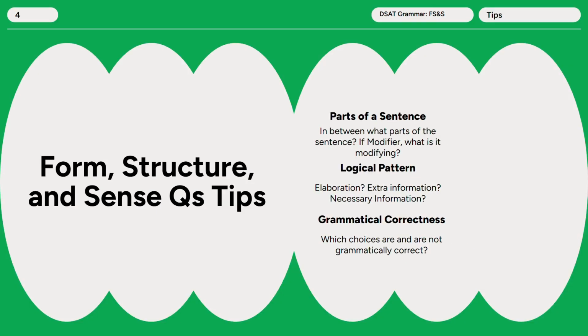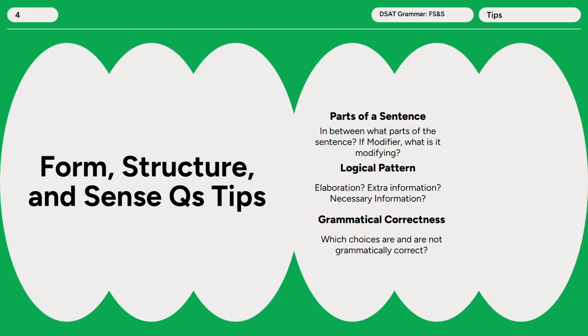Alrighty. Form, structure, and sense. The basic tips are basically the same. Use elimination. Look at the parts of the sentence. If you think there is a modifier, first of all, identify if there actually is a modifier. Then determine what the modifier is trying to modify. And then look at your answer choices and go down the list and eliminate the ones that don't modify the correct noun. Next, look at logical patterns.